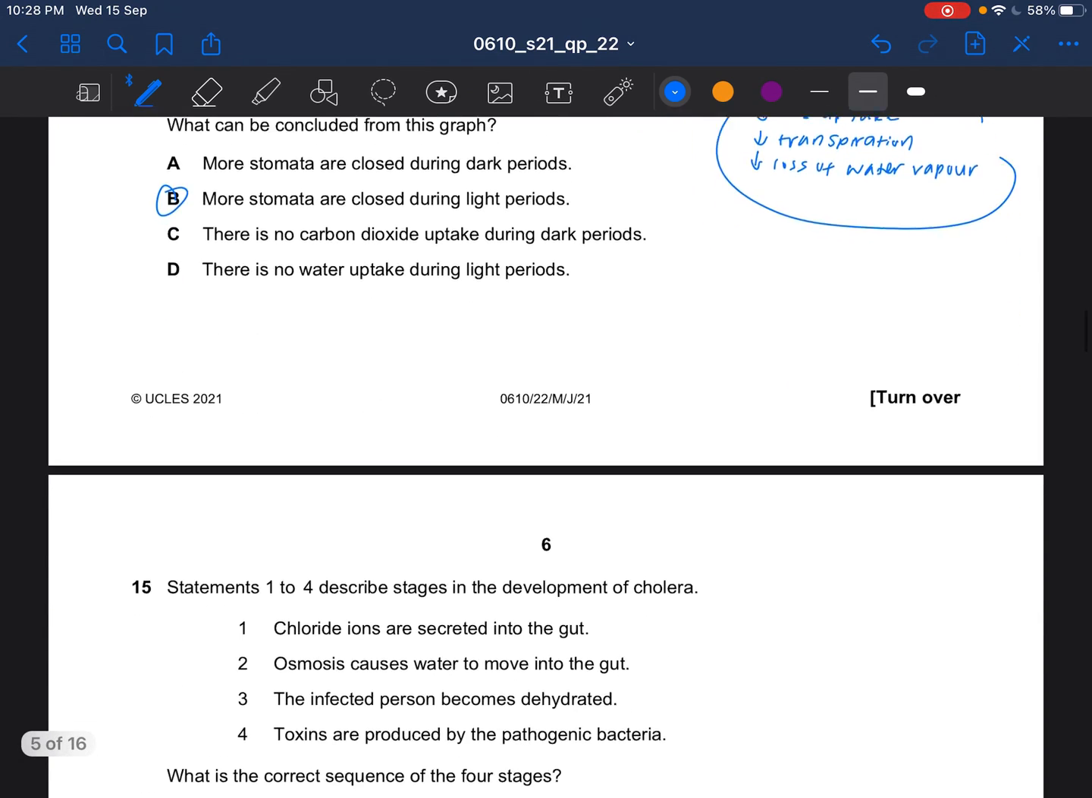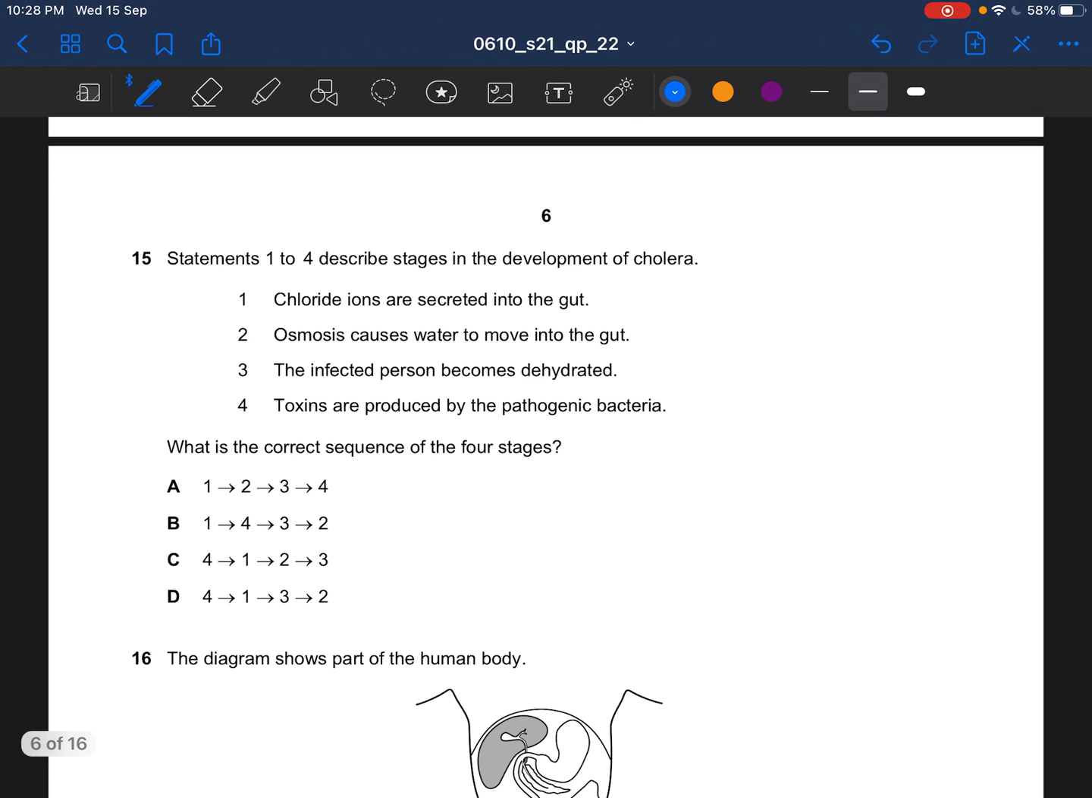Next question. Statements 1 to 4 describe stages in the development of cholera. What is the correct sequence of the four stages? Cholera is caused by bacteria, so toxins produced by the pathogenic bacteria would be number 1. Then chloride ions are secreted into the gut and osmosis occurs. Then an infected person becomes dehydrated. So the answer is 4, 1, 2, 3, which is C.